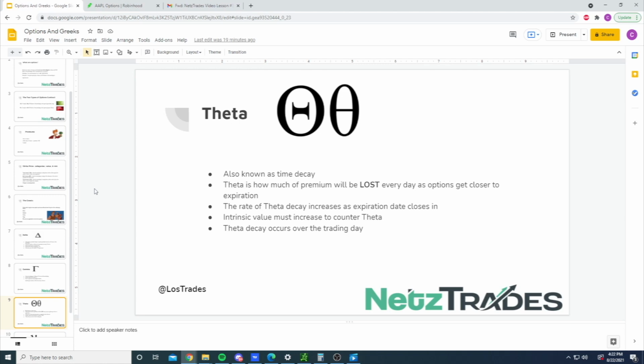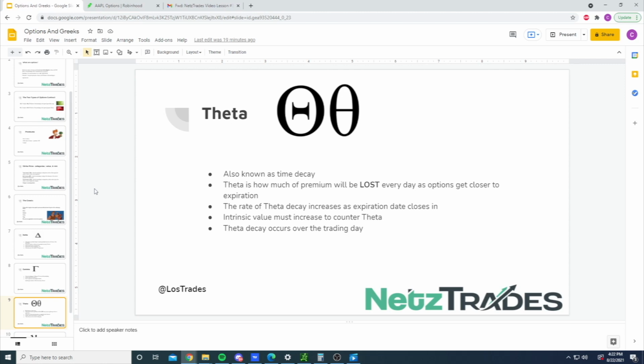The rate of theta decay also increases as the expiration date closes in. So every day theta will increase slowly and slowly. In order to counter theta, the intrinsic value must increase. Intrinsic value is pretty much, if you're in calls, you want the stock price to go up. If you're in puts, you want the stock price to go down.